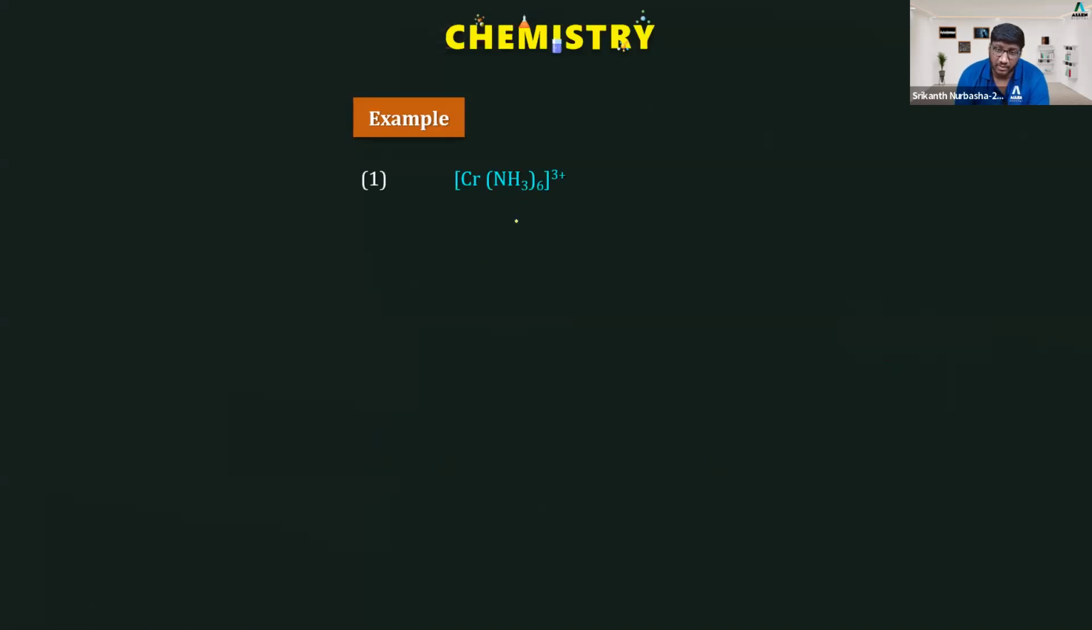[Cr(NH3)6]3+. What is the magnetic moment? What is the electronic configuration of the metal ion? What is the hybridization? What is the spin? What is the number of unpaired electrons? What is the spin only magnetic moment? All this you comment.